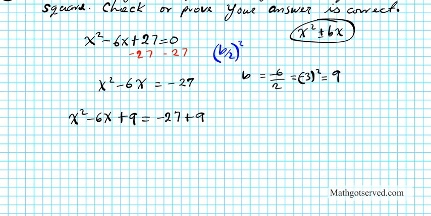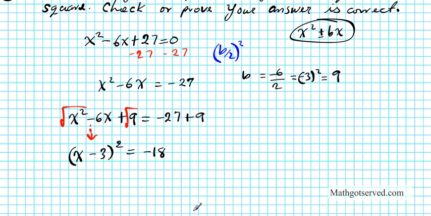This is a perfect square trinomial, so I can factor either using the X scheme or the trig. I'm going to use the trig here. Read the first, read the last, and bring down the middle sign. Okay? Alright, you're going to have x minus 3 quantity squared equals, if you add these two together, you end up with negative 18. Alright?